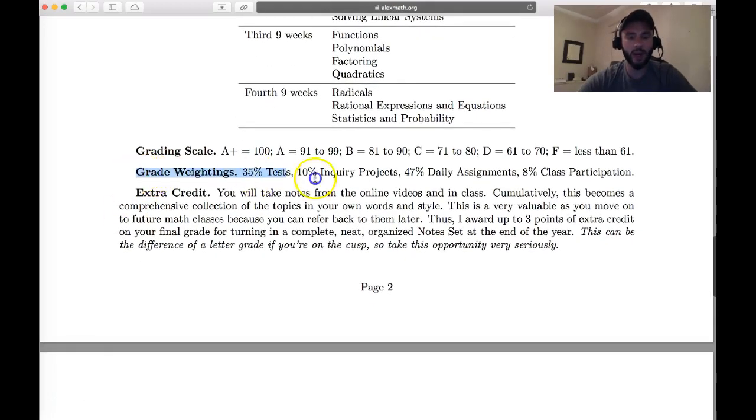Okay, so grade weightings. I will talk about this with you individually if you're interested in learning how a weighted average works. I'm happy to explain it.